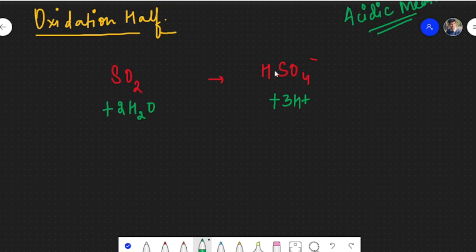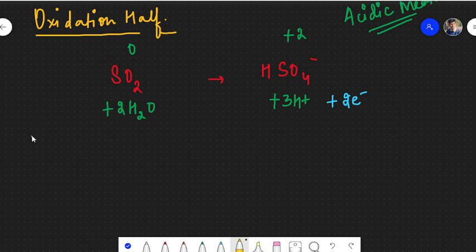Now we have to balance the charge also. On the product side the overall charge is +2, because 1 negative and 3 positive. And on the reactant side it is 0. To make them the same, in the half reaction method we add 2 electrons here, because these 2 electrons are going to cancel out the positive. So the product will become 0 and the reactant is already 0. So this is the way to balance the oxidation half.